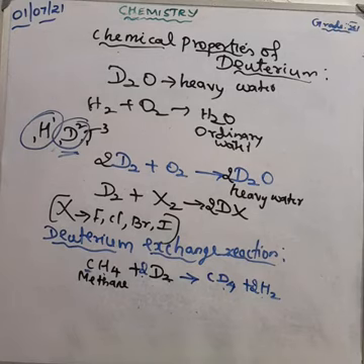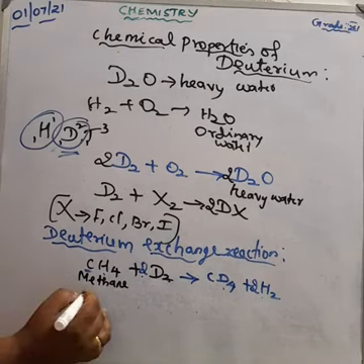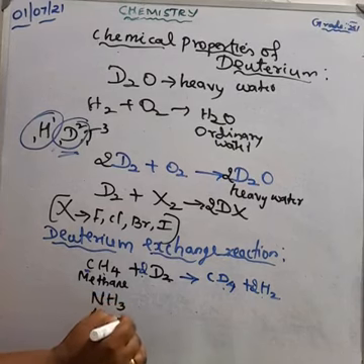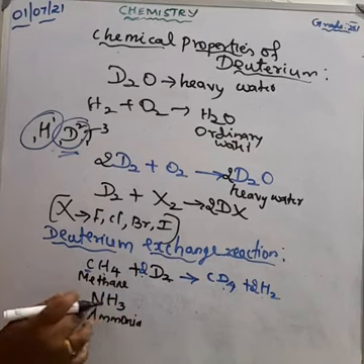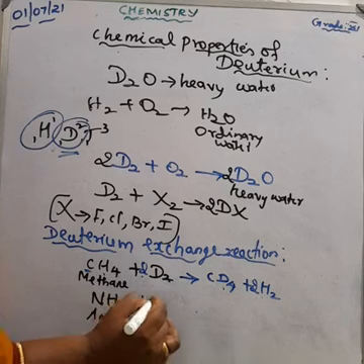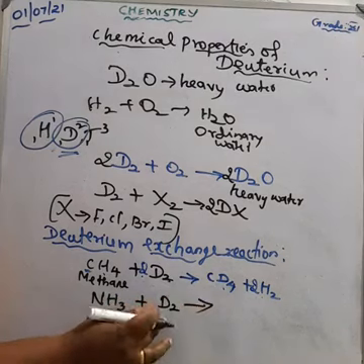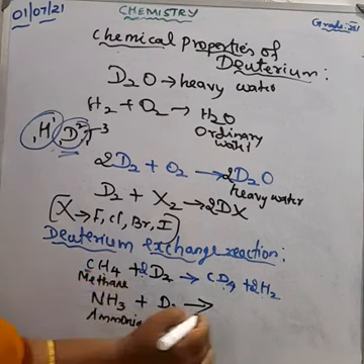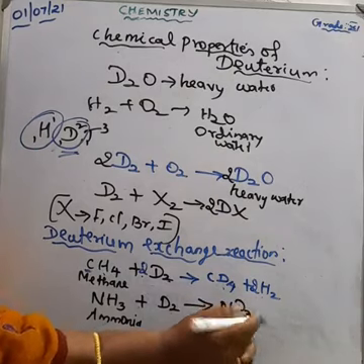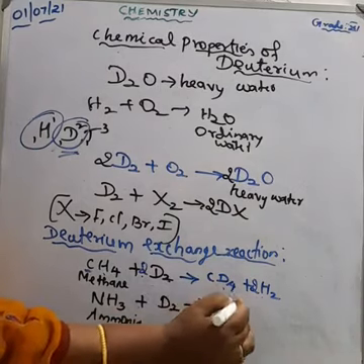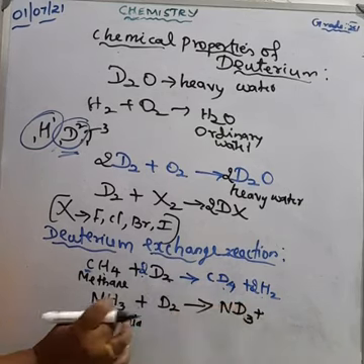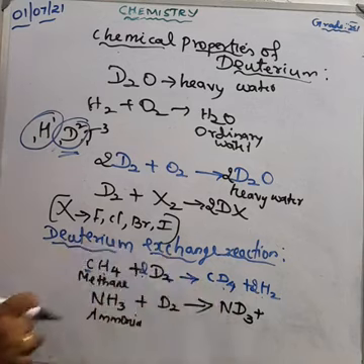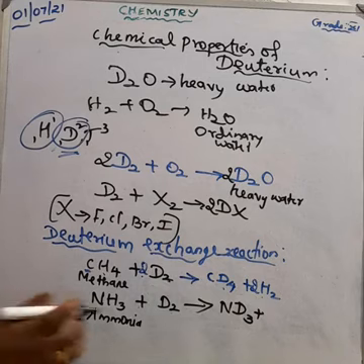Similarly, it can also exchange the hydrogen from ammonia. What is the formula for ammonia? NH3. When it combines with deuterium, the deuterium atom can completely exchange the hydrogen from the ammonia molecule to form ND3. We know D means deuterium, another isotope of hydrogen, and it also releases hydrogen gas H2.